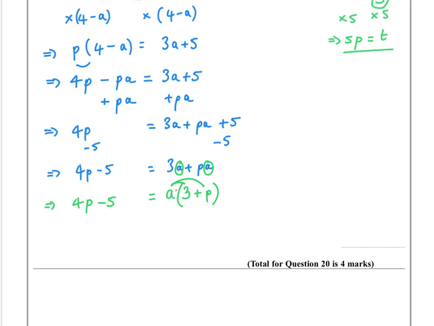And then because this is multiplicative, i.e. they're timesing each other, you just divide by 3 plus p and do the same to this side because it's an equation, and you'll be left with 4p minus 5 all over, and I'm going to just switch these around, p plus 3 equals a. So that's one way of doing it.